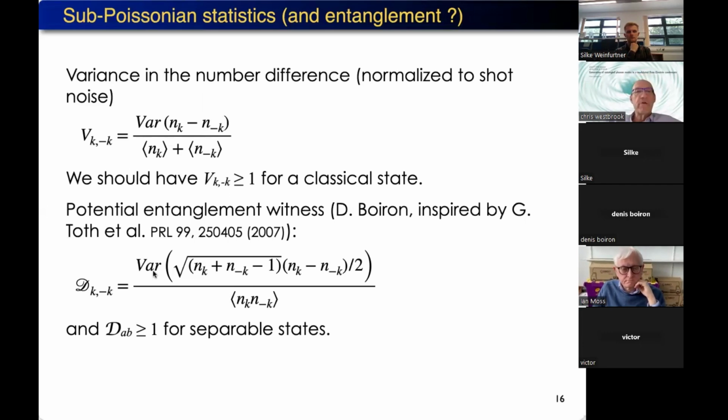It is another variance of a quantity that looks a little similar. There's an n_k minus n_{-k} in it, but it gets multiplied by the number of particles as well. And it's normalized in a different way, so it's dimensionless. This thing is expected to always be greater than unity for separable states as well. And so if it goes below 1, then under certain circumstances, we ought to have an entangled state.